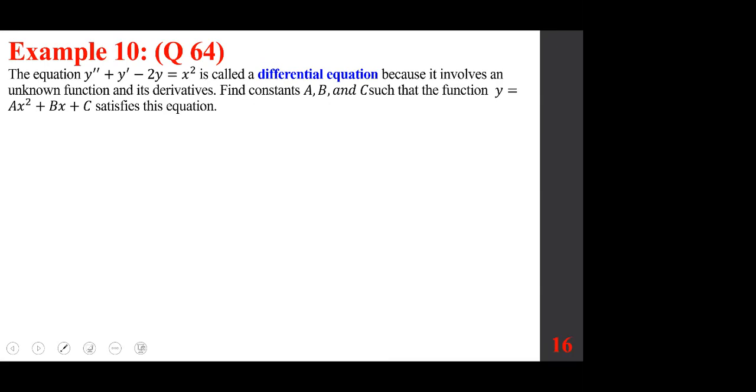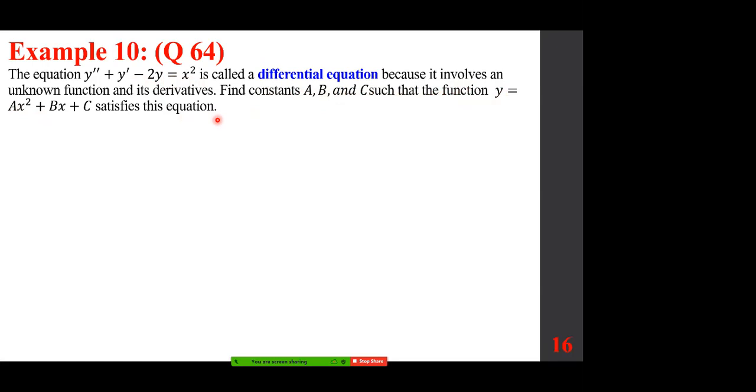So if the equation is given as y double prime plus y prime minus 2y equals x squared, okay? We want to find a, b, and c such that y equals ax squared plus bx plus c will do the job. Okay, so how do we pursue this?